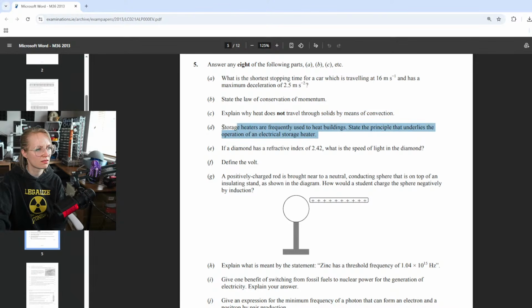Huh? I actually don't think I know the answer to this. The principle that underlies the operation. Well, there are loads of different operations going on in the electrical storage heater. No, it's not the second law.